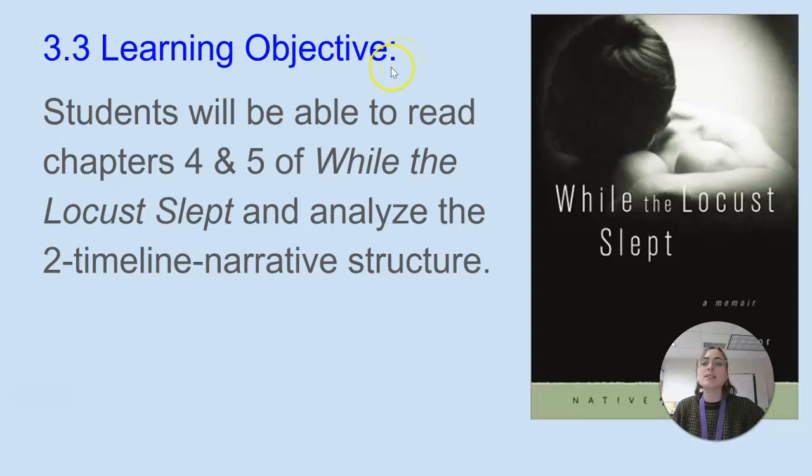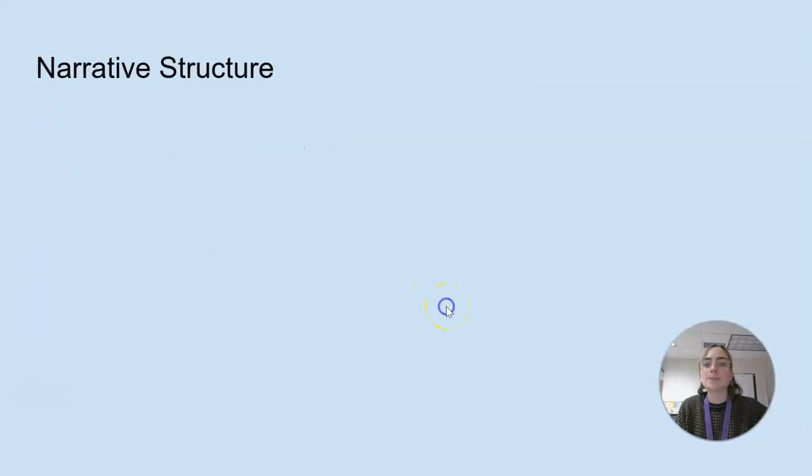And today our objective is that we're going to start reading chapters 4 and 5, and we're going to analyze something called the two-timeline narrative structure. I hope you have your packet out right now and a pen or a pencil because we are going to be taking some Cornell notes as you watch this video.